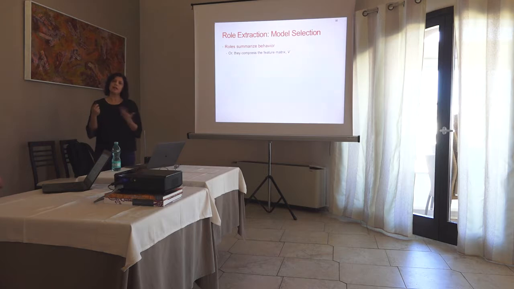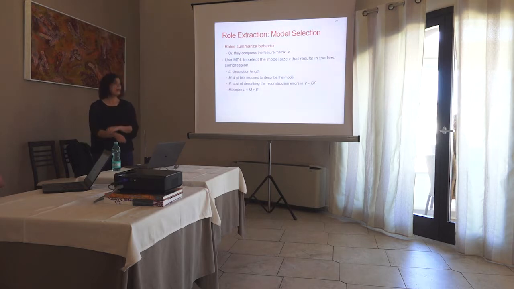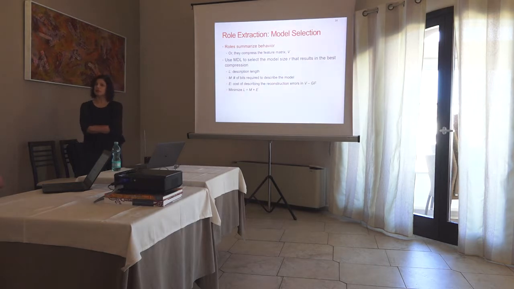So the idea is that basically what I want to do is find as few roles as possible to compress the data well. And whenever I talk to you about compression, you should think about minimum description length. So basically, I want the number of roles that's going to minimize my description length. My description length is equal to how many bits I need to store my model, and how many bits I need to store my error. And so that's what we do.